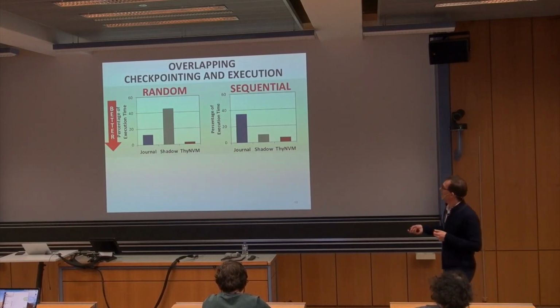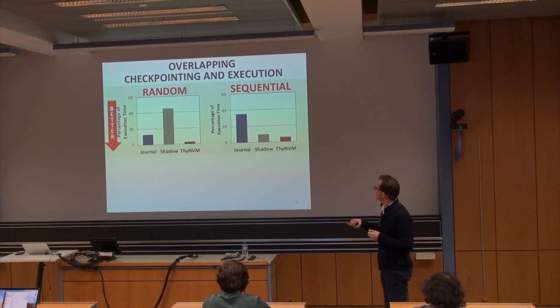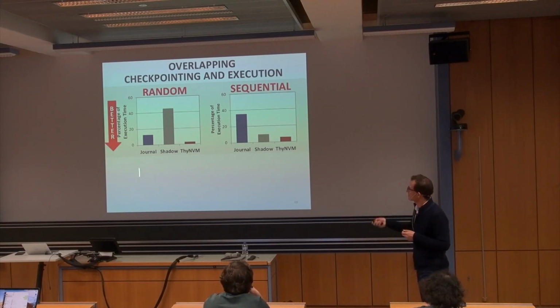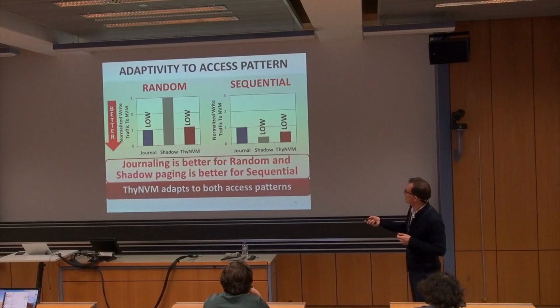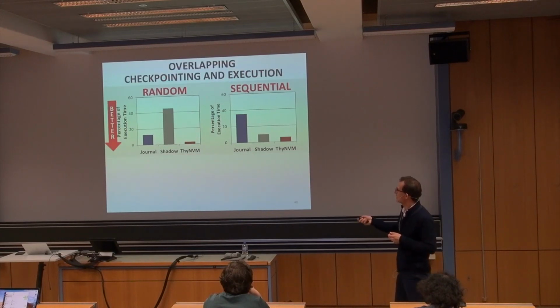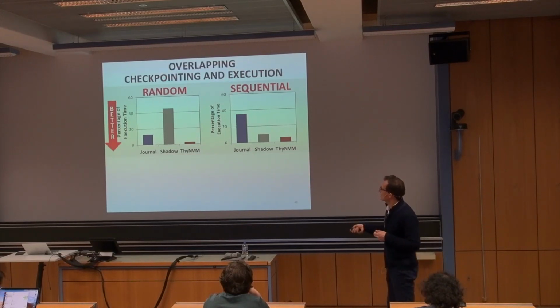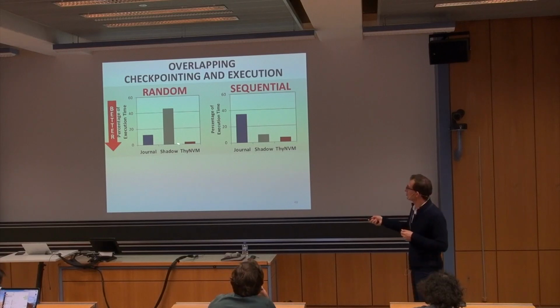Okay, this is overlapping of checkpointing and execution. So if you actually do that, then basically this is the execution time. That was traffic to non-volatile memory. This is the execution time. By overlapping checkpointing and execution, you actually perform better than journaling and shadow paging.